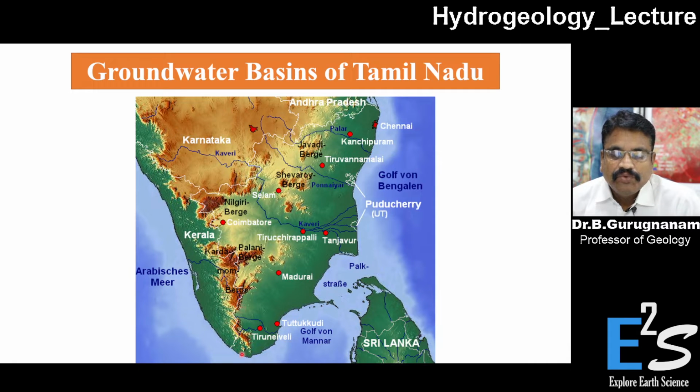And look at the boundary here. There are major rivers located here. The one which is running near Kanchipuram is the Palar. The second one is the Ponnayar river, which is near Pondicherry and Villupuram. And then the other one is the Nilgiri area. The third one is coming from Karnataka as the Kaveri.